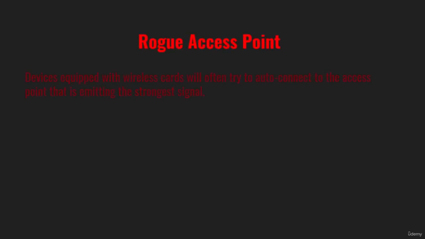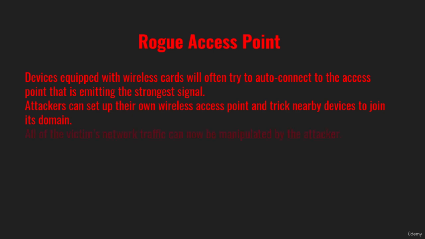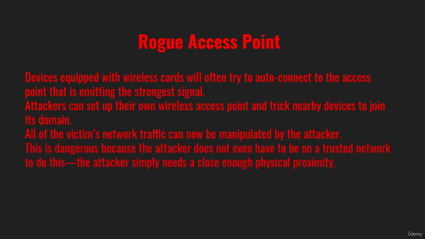We have the rogue access point. Devices equipped with wireless cards will often try to auto-connect to the access point that is emitting the strongest signal. Attackers can set up their own wireless access point and trick nearby devices to join its domain. All of the victim's network traffic can now be manipulated by the attacker. This is dangerous because the attacker doesn't even have to be on a trusted network to do this. The attacker simply needs a close enough physical proximity.